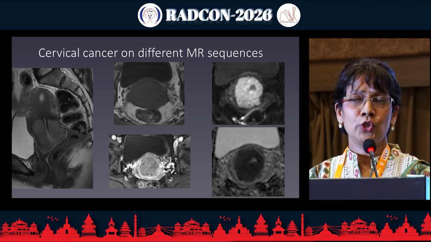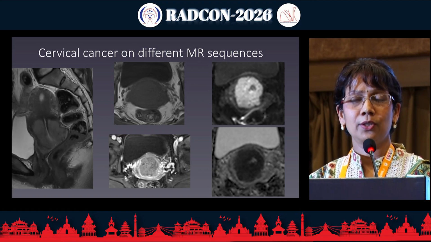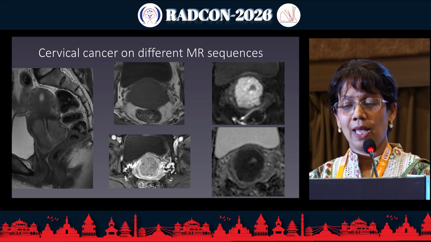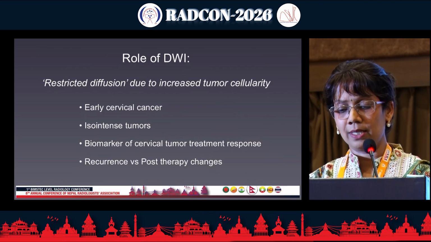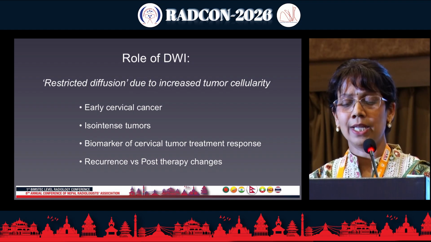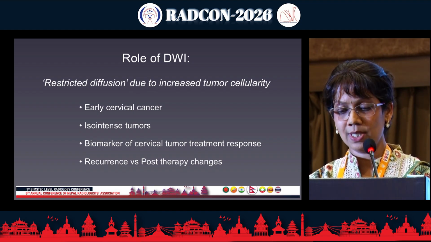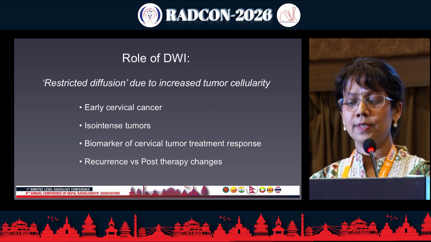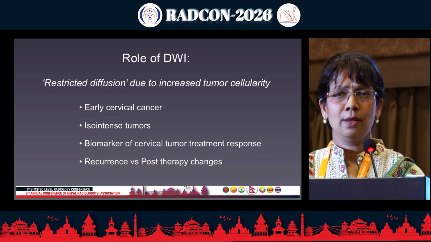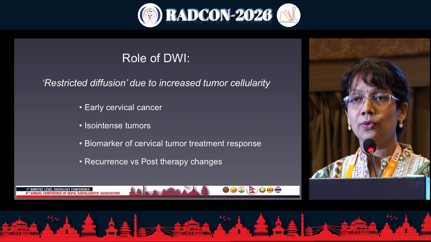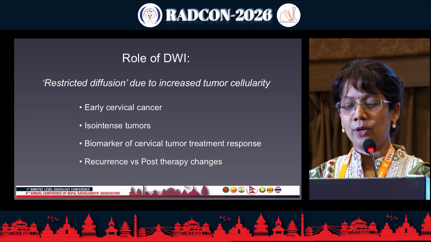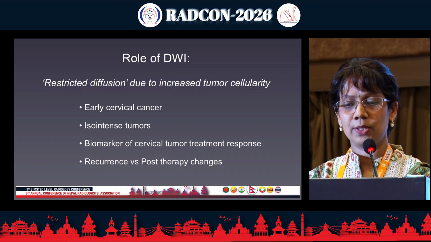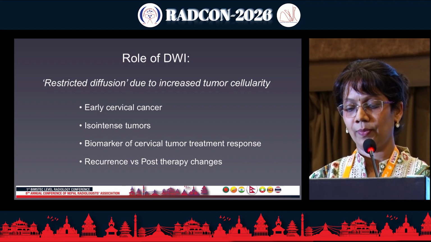These masses are seen to show restricted diffusion because of the increased tumor cellularity, and DWI has a role to play in early cervical cancer diagnosis for identifying the isointense tumors. It is a biomarker of cervical tumor treatment response because the ADC values tend to increase earlier than a change in size of the mass. And also it helps to differentiate recurrence from post-therapy changes.